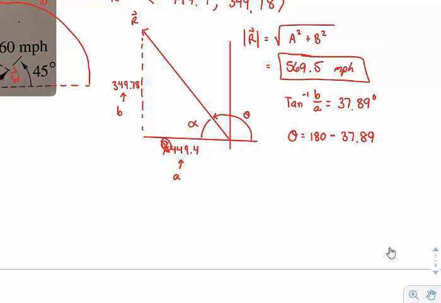If I want to do that, not a big deal. I'm going to go 180 minus that number, and I'm going to get 142.1 degrees. So that's theta.